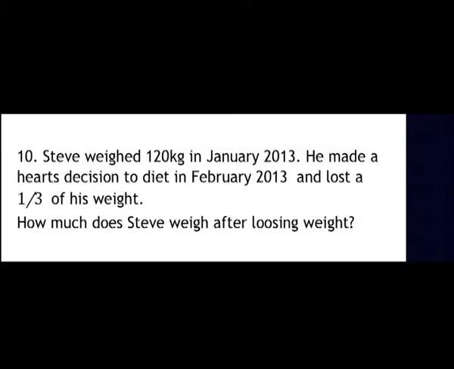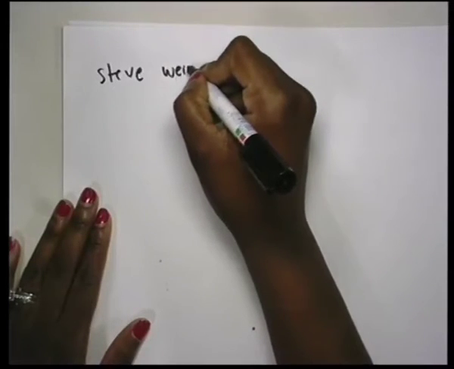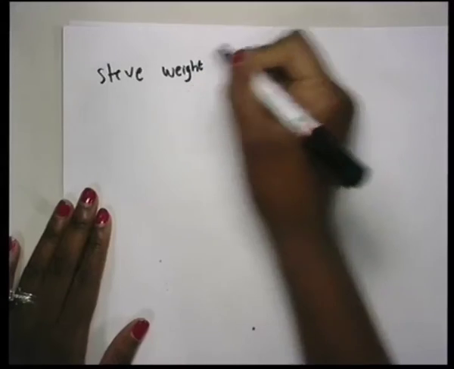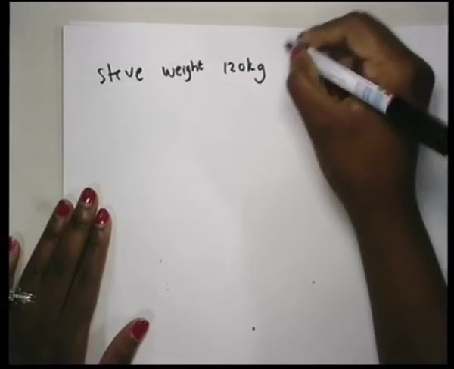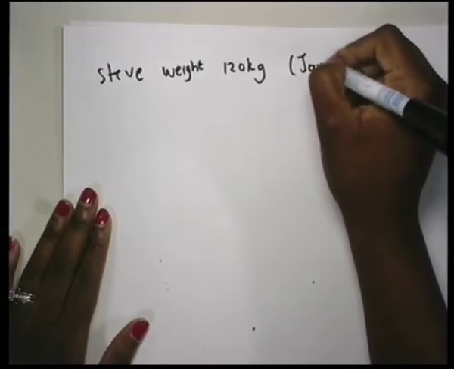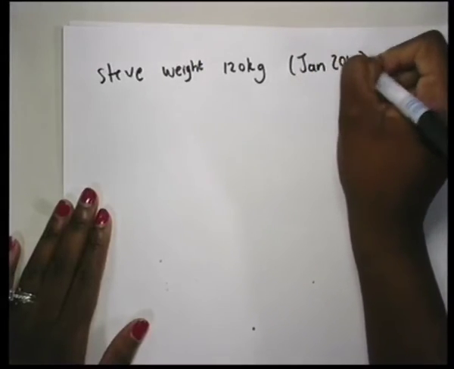Using fractions. So it's always important, firstly, always write down your details. Write down what has been given to you. In this case, we know that Steve's weight is 120 kilograms. This is in January 2013, all right?